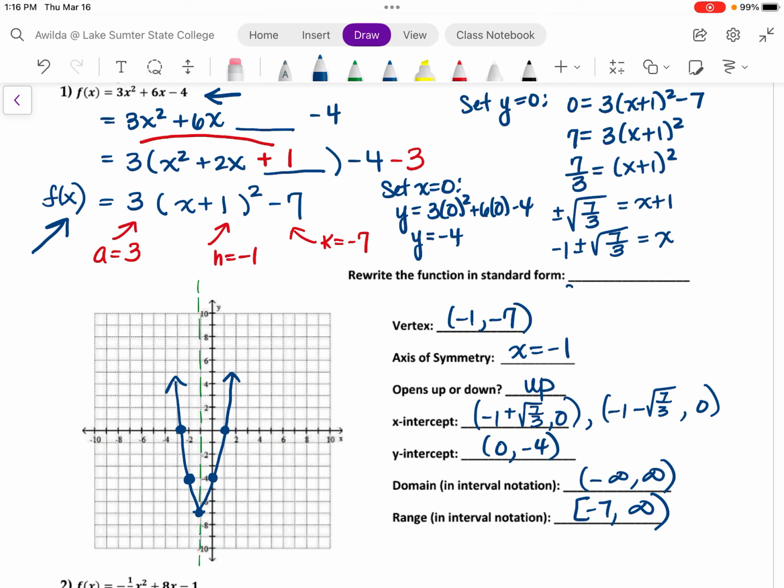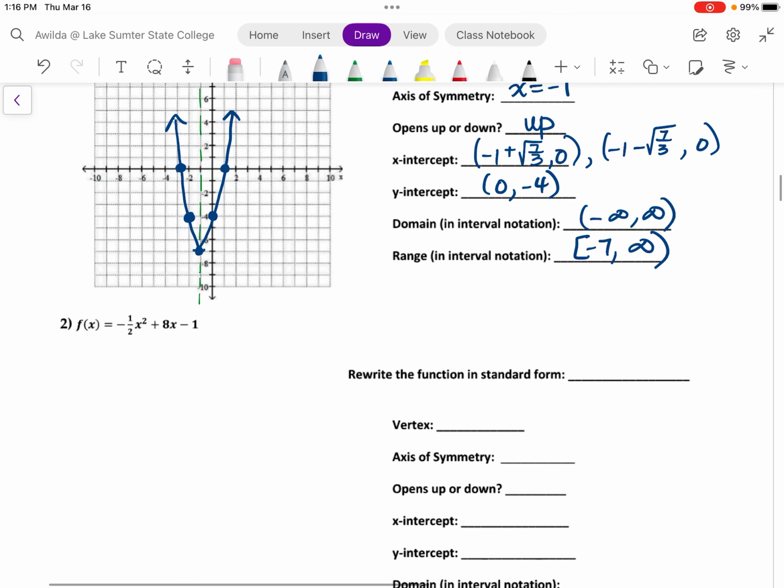Here I failed to do this, but f of x is equal to 3 times (x plus 1) quantity squared minus 7. All right, let's do this process again. I know completing the square can be a little bit cumbersome.